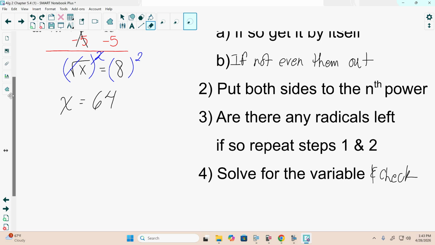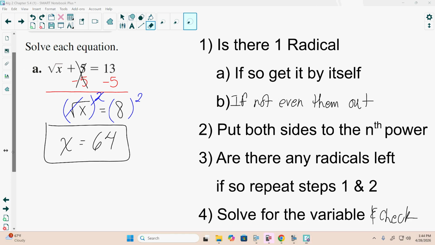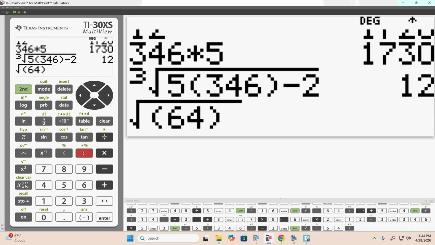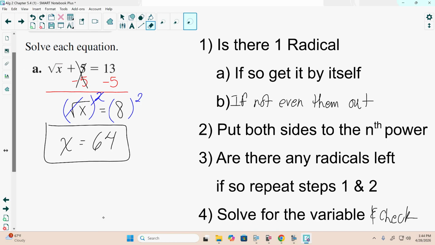Step 4, solve for x. It's solved for, yes? x is equal to 64. And if we wanted to check it, we could just grab the calculator and say square root of 64 plus 5 is, indeed, 13. Both sides are equal. Questions on this here?